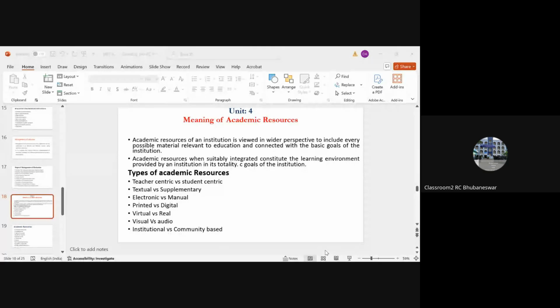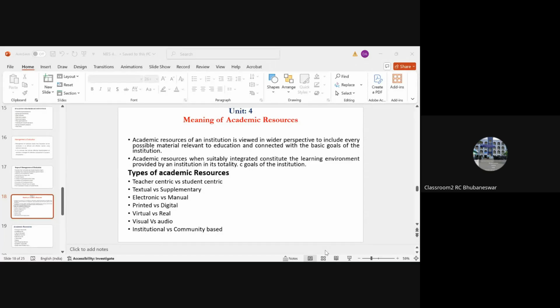So academic resource is very, very essential for an educational institution, and it should be relevant to the concerned curriculum and syllabus. Academic resources can be integrated with the learning environment as well as fulfill the goals of the institution.